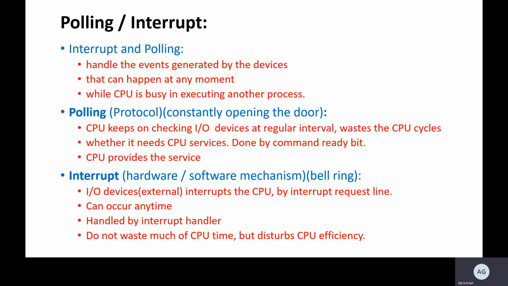It disturbs the CPU efficiency because, as you might have studied with trap requests and such, there are priority based interrupts. If the CPU is doing some work and an interrupt comes, based on priority it may be halted if the interrupt flag is enabled. The CPU will halt the current work and go to complete the interrupt. So it disturbs the efficiency, but it does not waste CPU cycles.